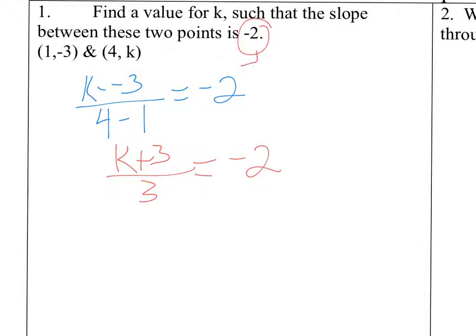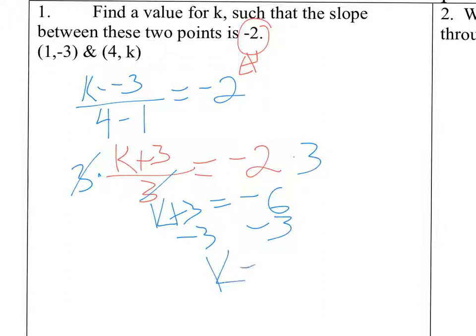And by the way, that negative 2 just came directly from that sentence. I'm going to multiply both sides by 3 to get rid of that denominator. And I've got negative 6 is equal to k plus 3, minus 3 minus 3. K equals negative 9.